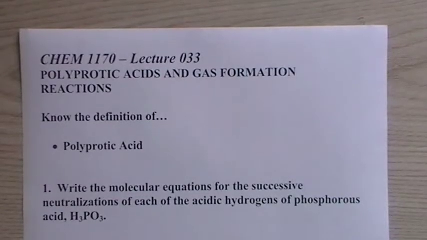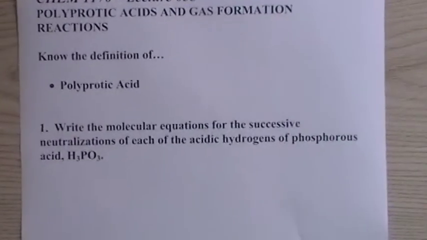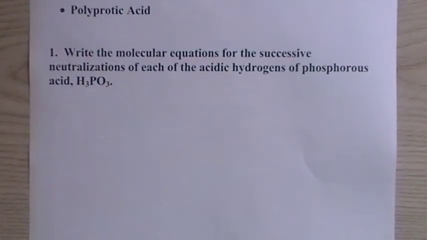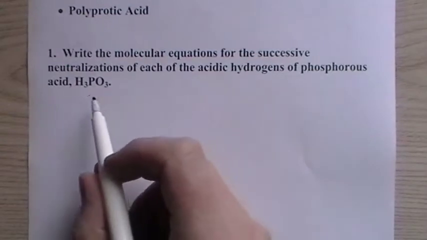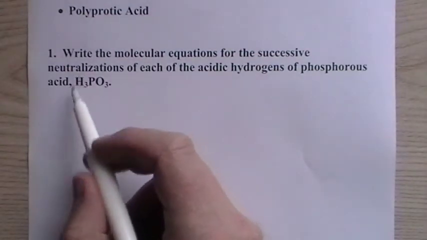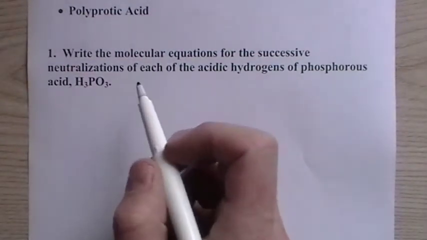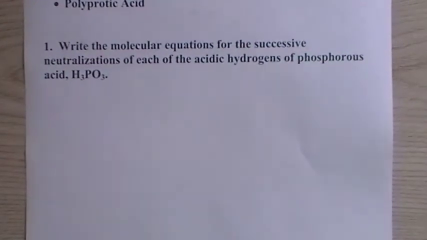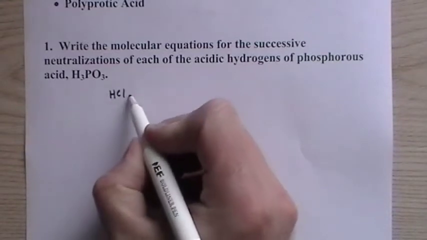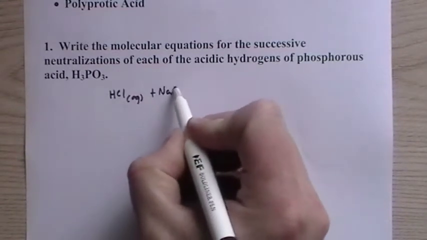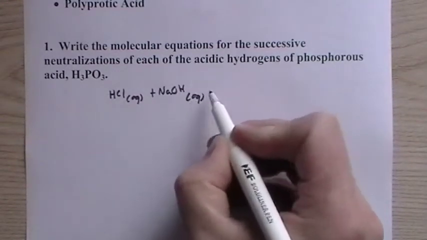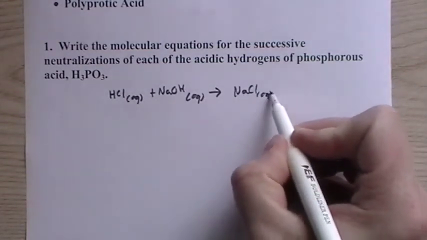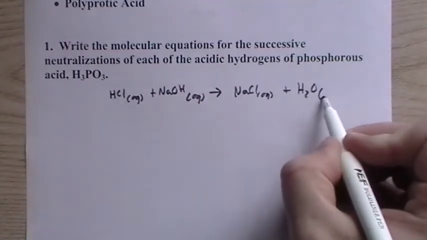Okay, polyprotic acids and gas formation reactions. A polyprotic acid is any acid with two or more H pluses in the front, the acidic hydrogens that can react with a base. Now, if we have HCl plus sodium hydroxide, as an example, that's a neutralization reaction, and what we get is NaCl, the salt, and water.